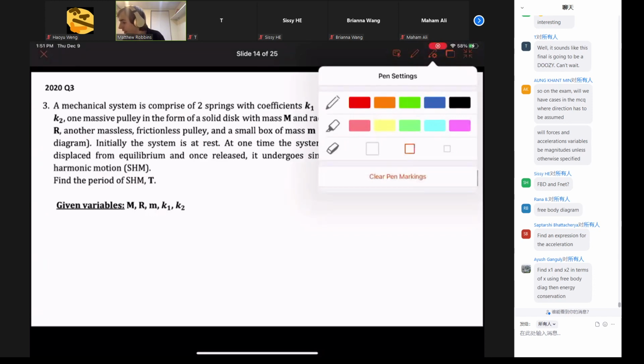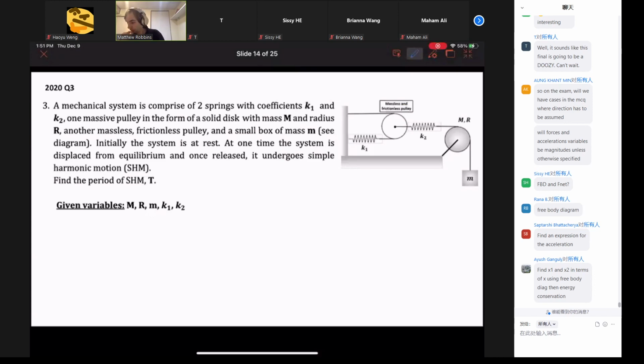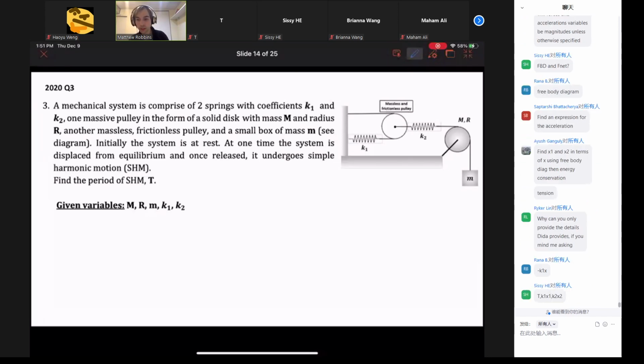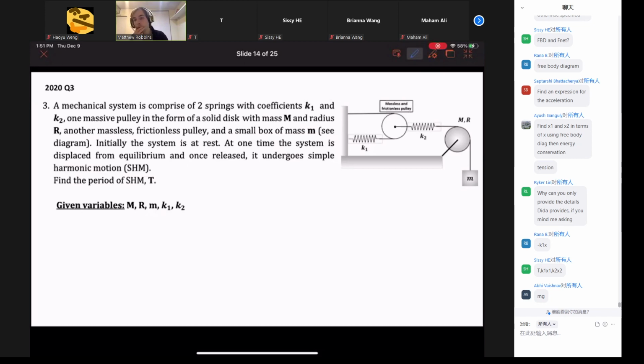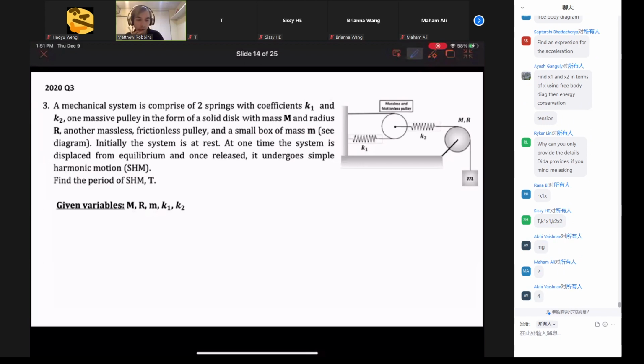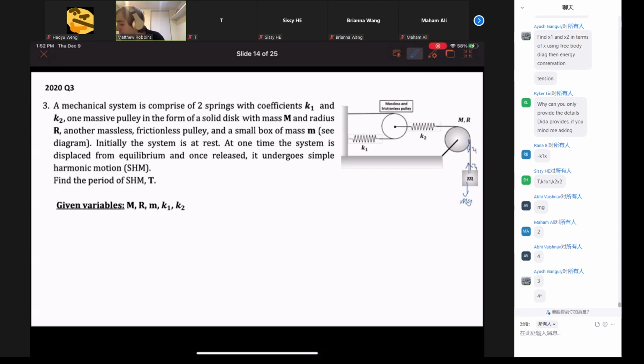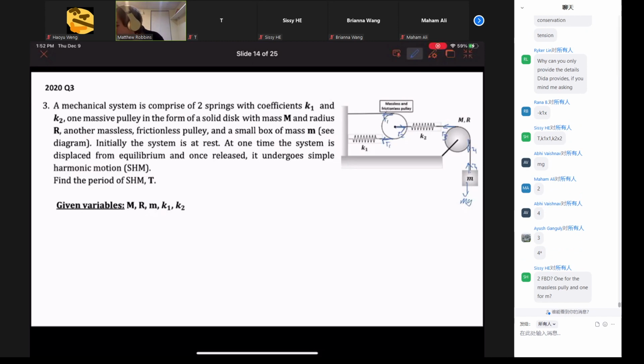What forces are present? Right, so there's tension, K1, X1, K2, X2, mg. How many tensions are present? 4 tensions, but they're all related. So let me draw the diagram. We have mg downwards, we have T4 pointing that way, we have T4 here, we have T3, we have T2, we have T1, T1, and there we go.